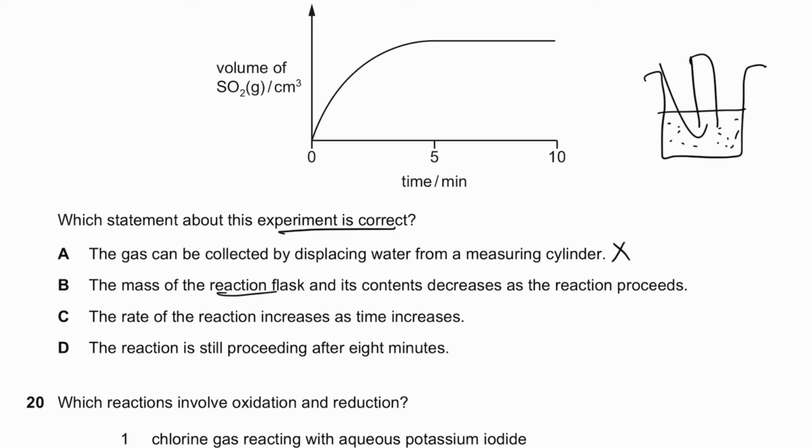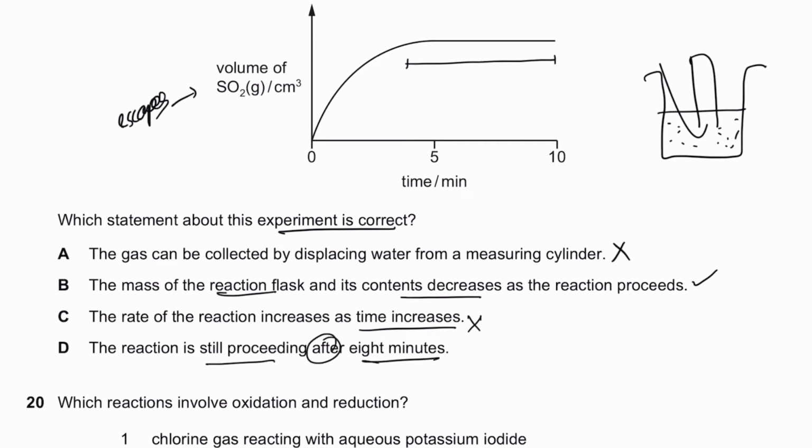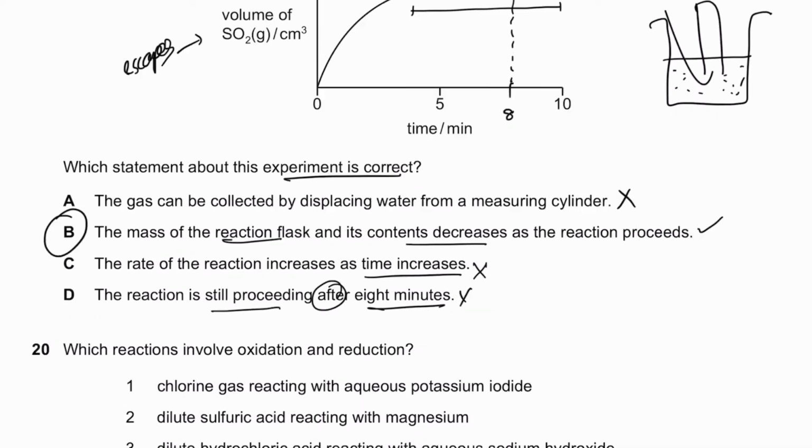The mass of the reaction flask and its contents decreases as the reaction proceeds. Yes, since a product escapes. The rate of reaction increases, no, because we can see that the graph becomes flat as time proceeds. The reaction is still proceeding after 8 minutes. As we can see right here, it's approximately 8, and the graph is flat, so it is not proceeding. So the answer is going to be B.